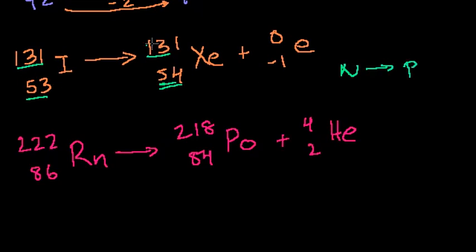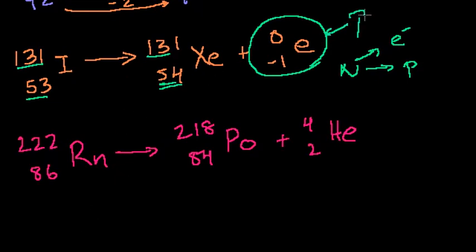And the way that a neutron goes to a proton is by releasing an electron. And we see that in this reaction right here. An electron has been released. And so this is beta decay. This is a beta particle. Beta. This is beta decay.